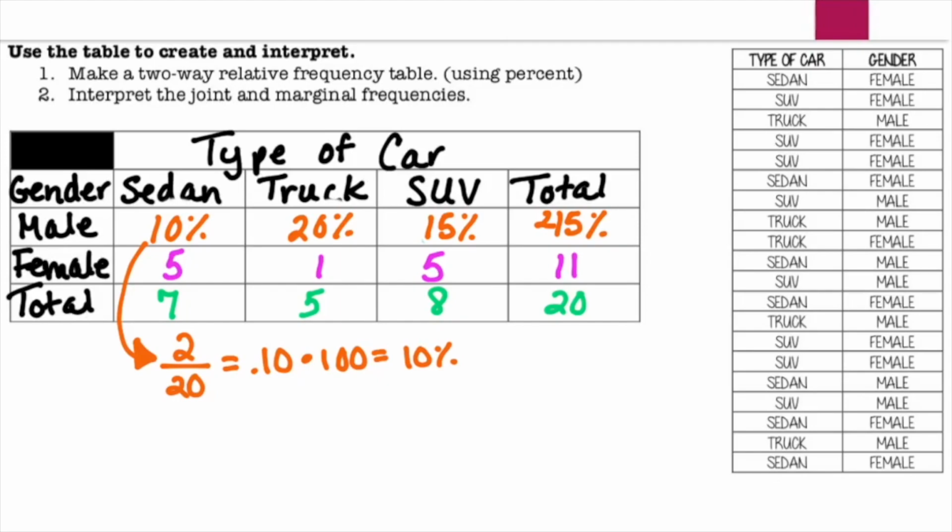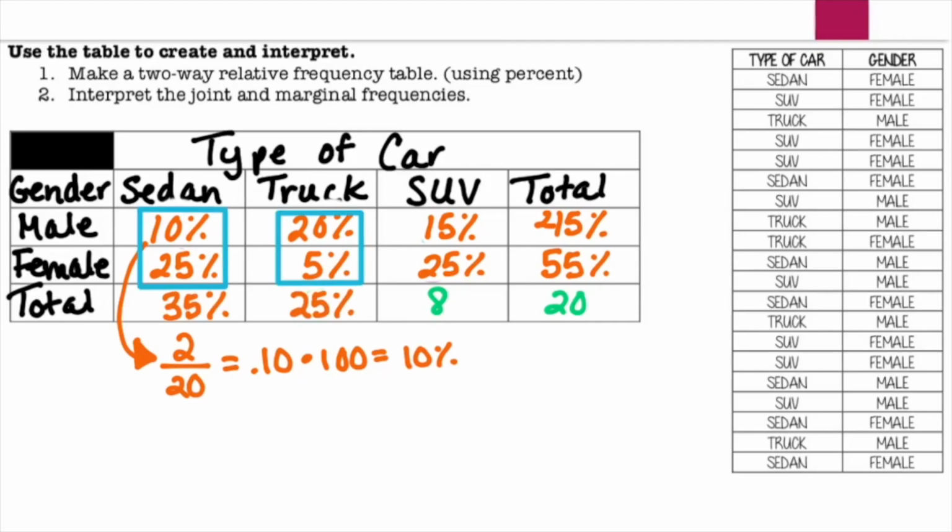So then underneath for female, 5 divided by 20 will give you 25, and then you get 5%, 25%, and that adds to be 55%. And then going down, you'll get 35%, 25%, 40%, and the last right-hand column needs to add to be 100% because everything is out of 100%. So 45 plus 55 does equal 100%, so then we know we're right.